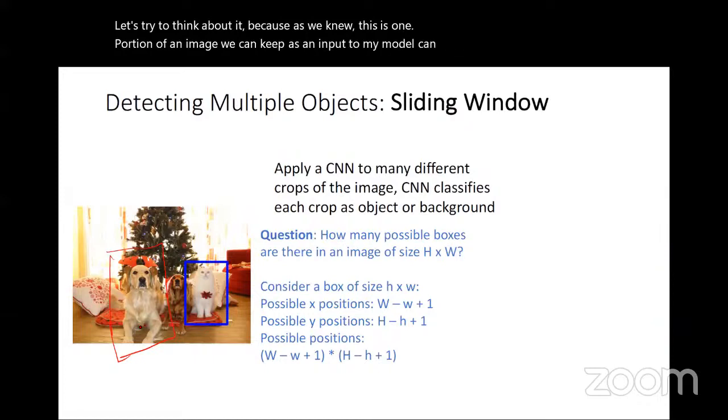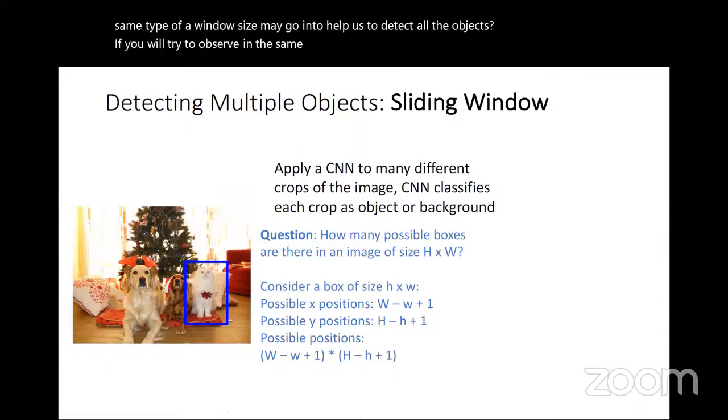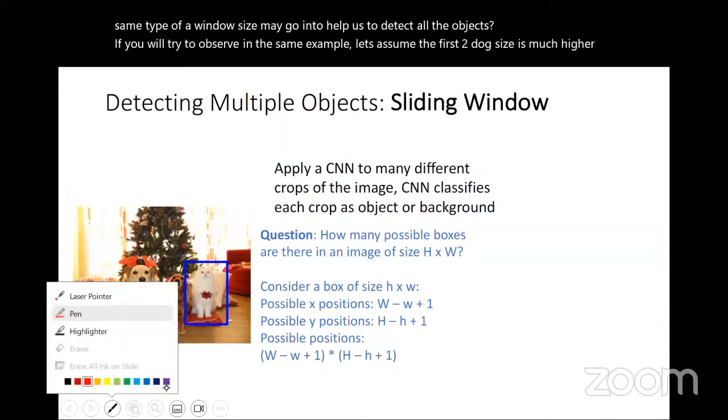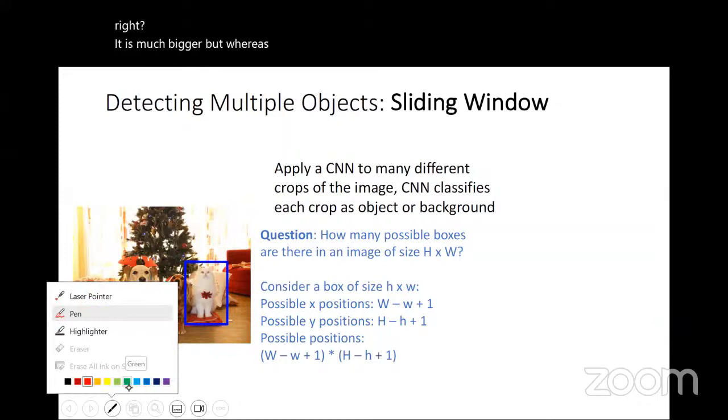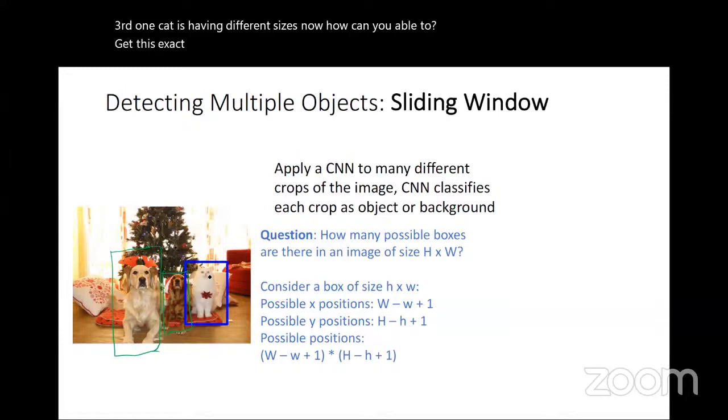Can we guarantee that the same type of window size is going to help us detect all the objects? If we observe the same example, let's assume the first dog's size is much higher, it's much bigger, whereas the second dog is very small. The first one is very big. The third one, the cat, has a different size. Now, how can you get these exact shapes from each and every image? That is a very challenging issue.